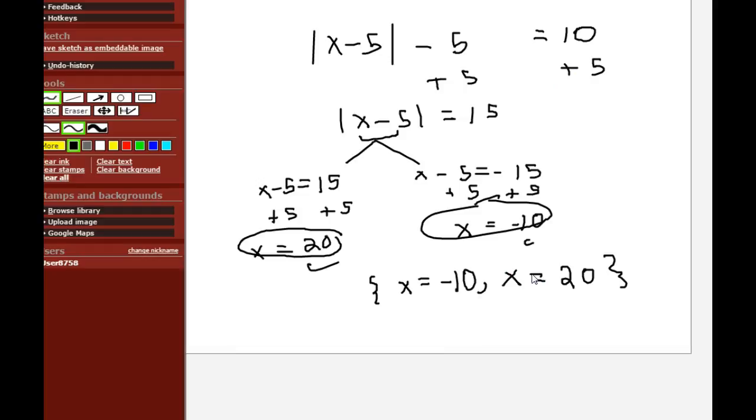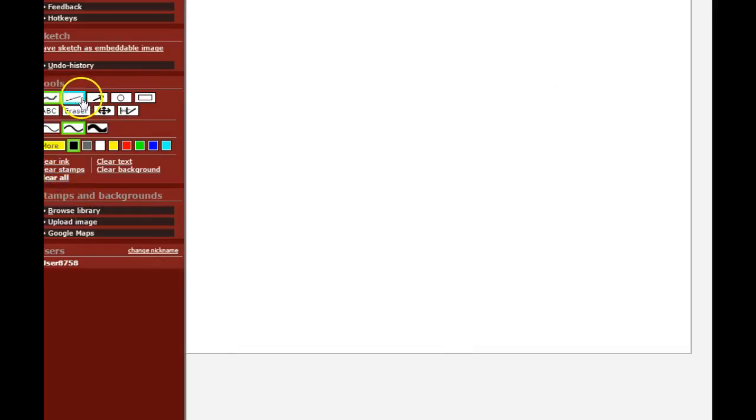So now let's try one more and then we'll be done. Okay? So let's try this one. Actually, we're going to do 5 minus 4, and then I'll put these bars up for the absolute value, so you know it's absolute value, of 2x plus 1, is equal to negative 7.